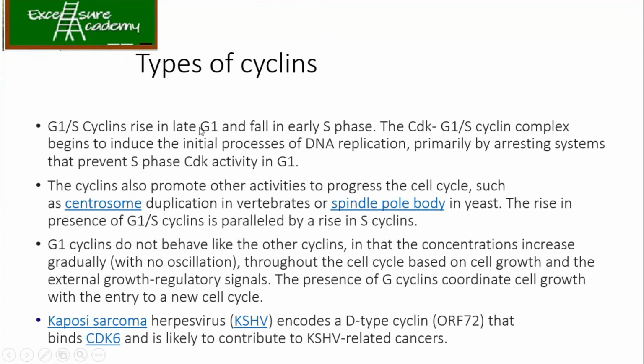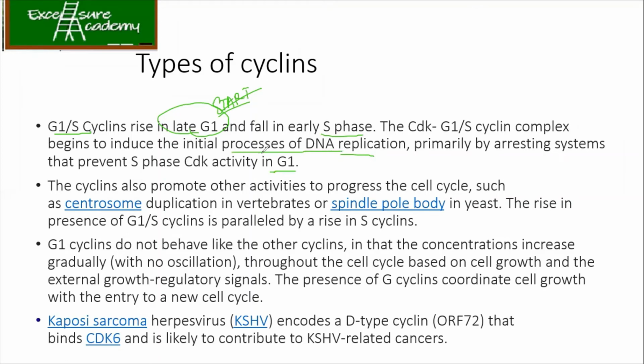G1/S cyclins are in the late G1. Now why do we say late G1? Because it is after the start point. Okay, please remember. And they fall in the early S phase. So that's why it is G1/S. So this cyclin complex begins to induce the initial process of DNA replication by arresting the system that prevents the S-phase CDK activity in G1.